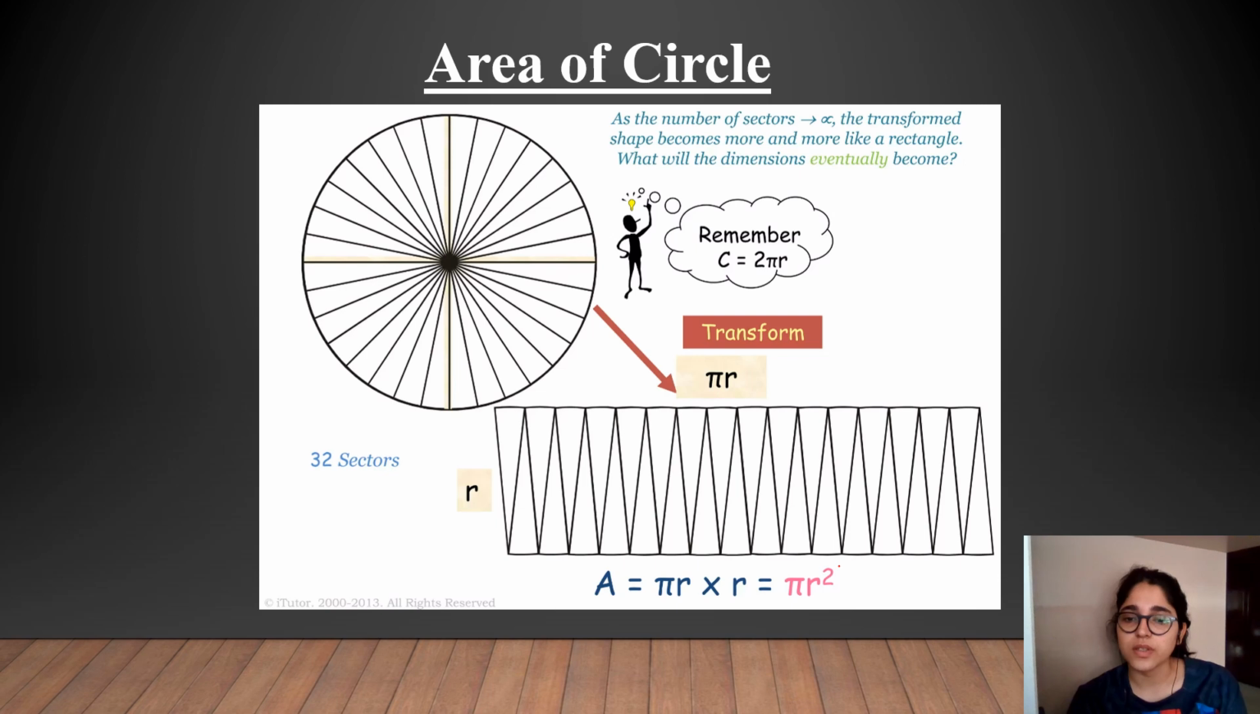Now how do we derive this? This is very important to remember. We know that the circumference of the entire circle is going to be 2 pi r. If I break down these sectors and form a rectangle, the length will be pi r, because the circumference is 2 pi r. The width of this rectangle is going to be r, because of the radius of the circle. So the area of this rectangle will be pi r multiplied by r, which gives us pi r square.